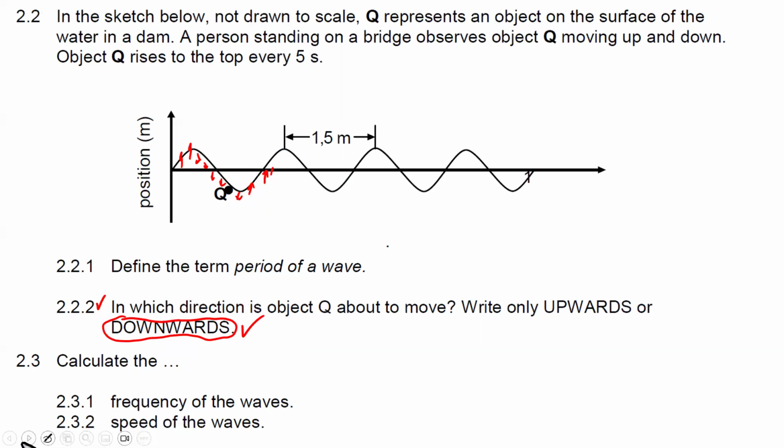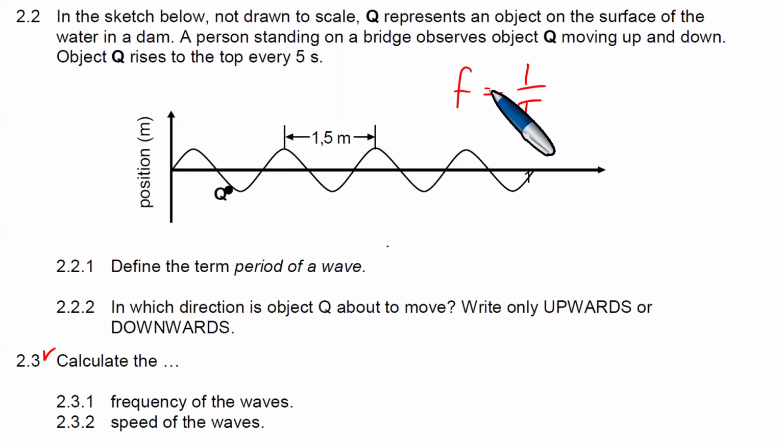Next question. Calculate the frequency of the waves. Formula please. The frequency, F equals 1 over T. Well done. Frequency is 1 over time. Correct.